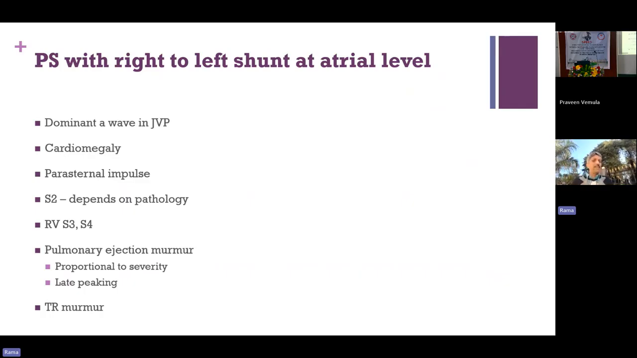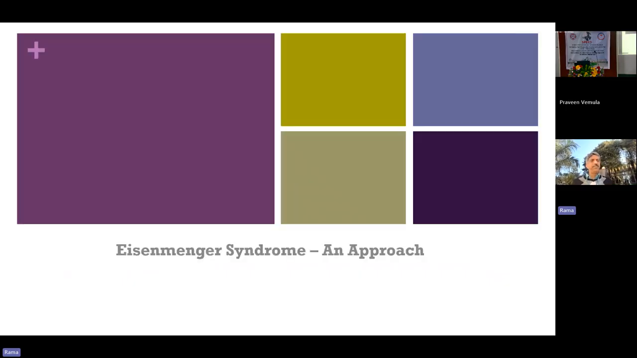If there is heart failure, there can be CV waves, and there should be cardiomegaly. There has to be a parasternal heave. The S2 depends on the pathology. There can be an RV S3 or S4, and the pulmonary ejection murmur is very prominent and is proportional to the severity of the condition. It's a late peaking murmur, and a TR murmur can be found.